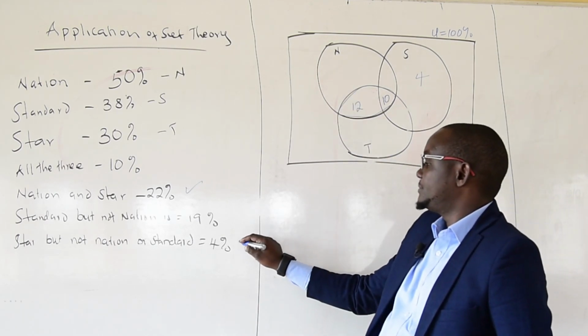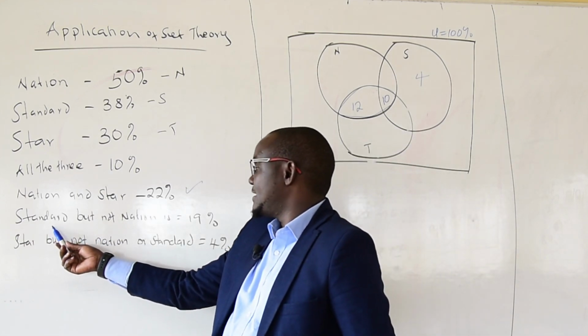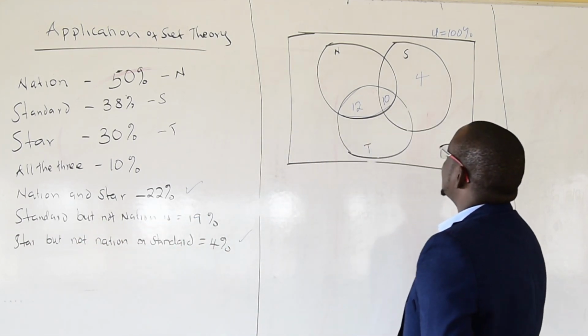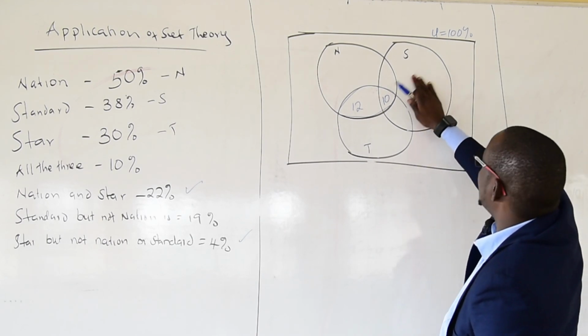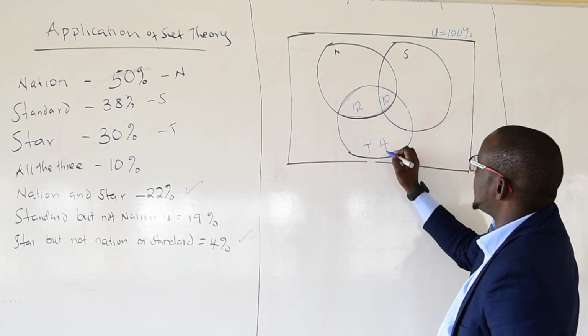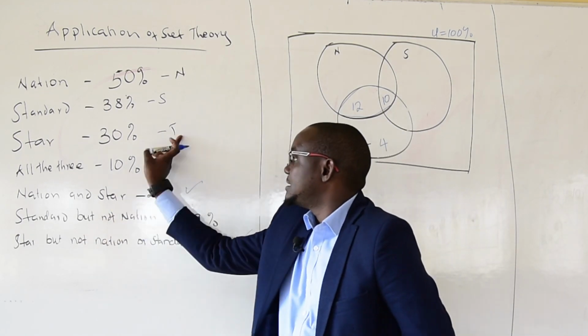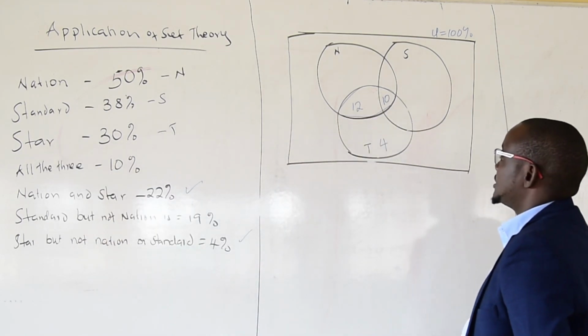Then you are told those that read Standard but not Nation is 19%. Sorry, Star is T, that is 4.